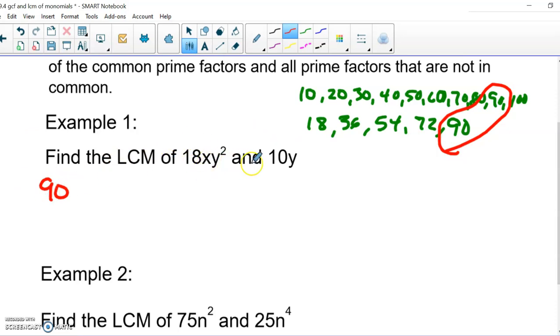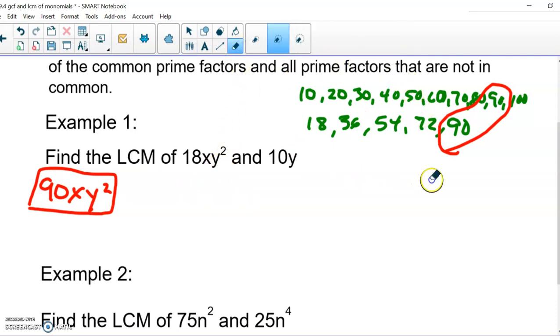And this time, we want the larger of the two. So this one has 1 x, this has no x's, so we're going to use 1 x. This has 2 y's, this has 1 y, so we're going to use the 2 y's. Last time it was only what they have in common, this time it's what's greater of the two. All right, let me show you another way to do that, and you can choose whatever you like to do.